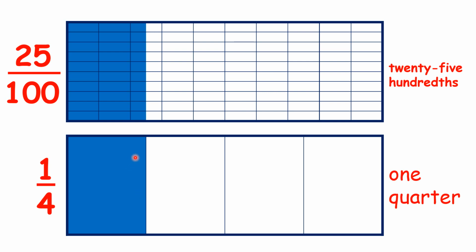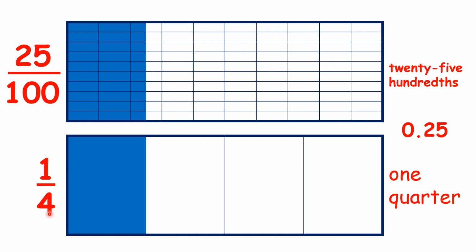So because we know that 1/4 is equivalent to 25 hundredths, we can write 1/4 as a decimal. It's 0.25. And this is how we can convert any fraction to a decimal number. We need to find an equivalent fraction with a denominator which is in one of our place value columns.